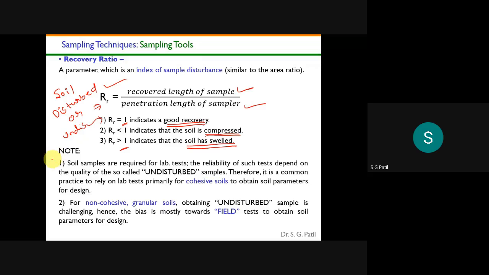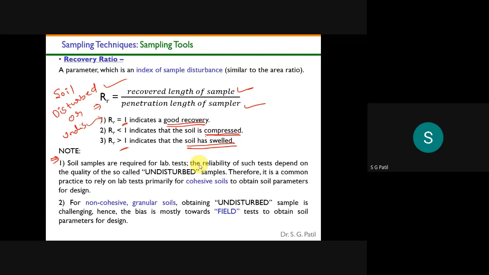Okay, there are some notes here. What are those notes? See, soil samples are required for lab tests. So why do we have to collect the soil sample in the first place? Because to test them in the laboratory. So whatever results we get in the laboratory depend on the quality of the sample we are obtaining at the lab. If the quality of the sample is very poor, then obviously you will get very poor results. If the quality of the sample is very good, then obviously we will get very good quality results.